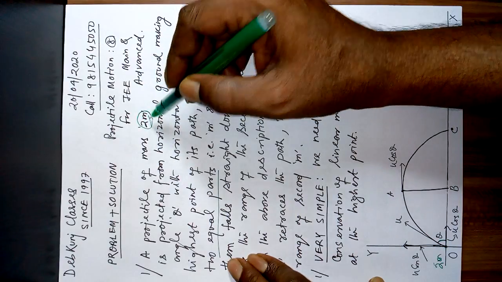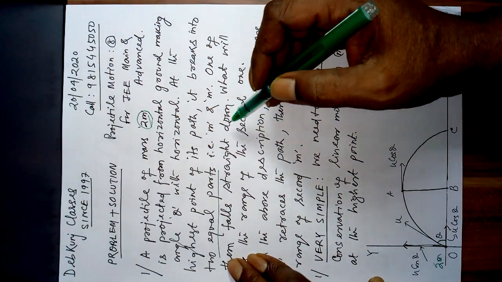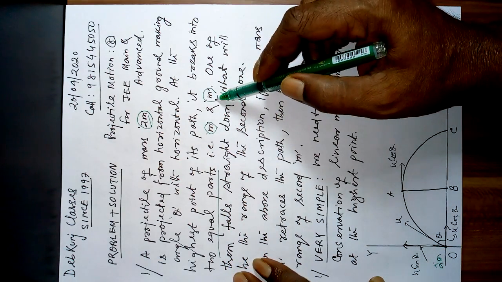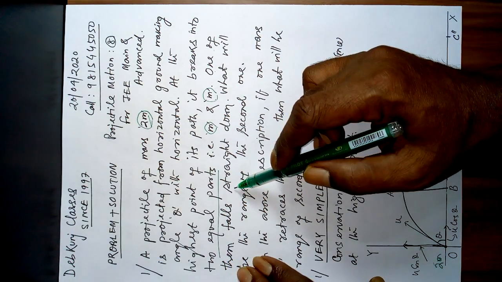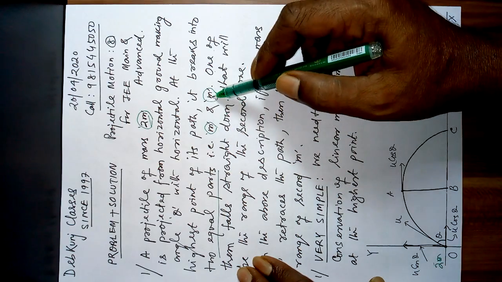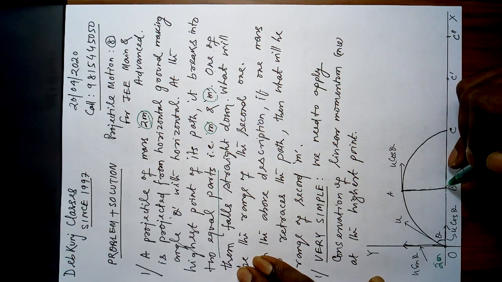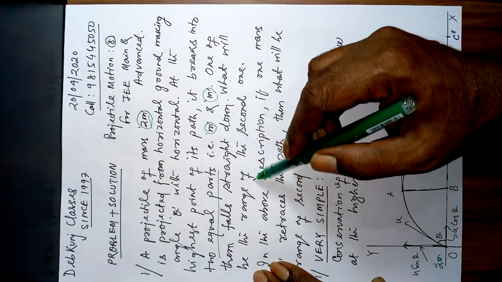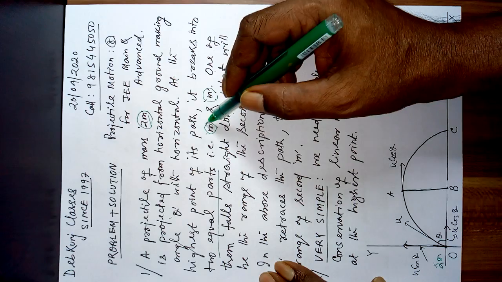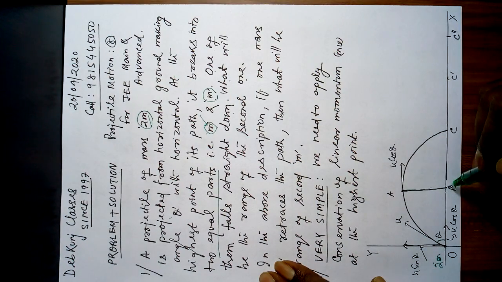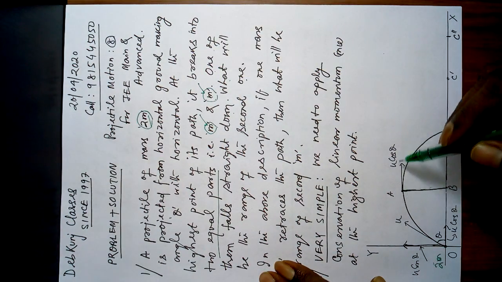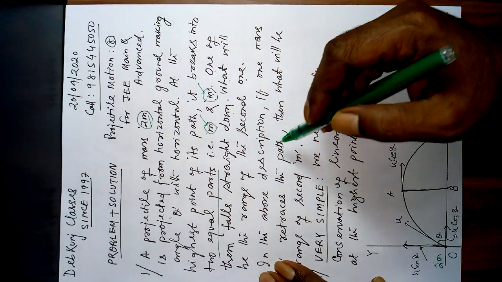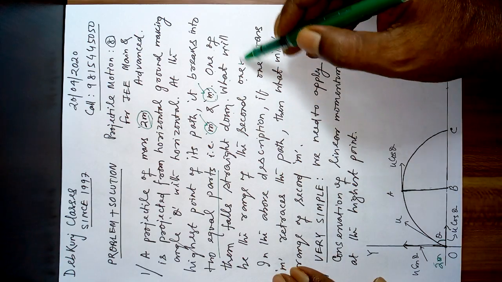Since the initial mass is 2m, and if it breaks into two equal parts, each part will be m and m. One of them falls straight down, from the highest point, and arrives at B. What will be the range of the second one? Suppose this m falls from here to here, then this m will arrive where? On the horizontal ground, meaning the range of this from the point O. What will be the range of the second one?